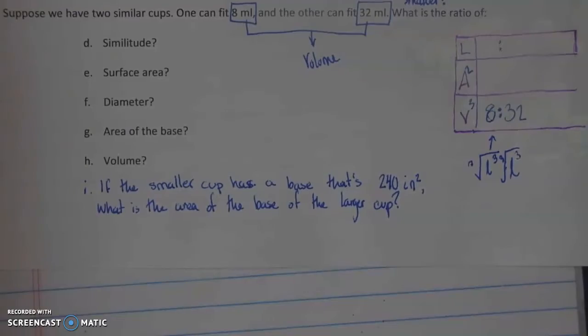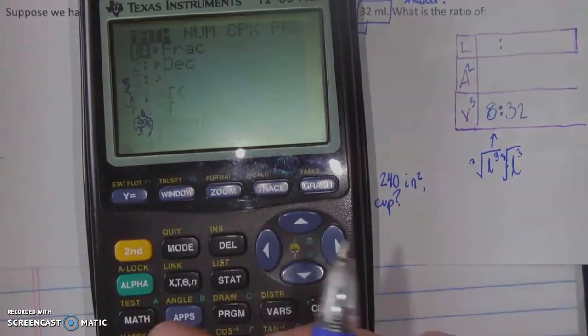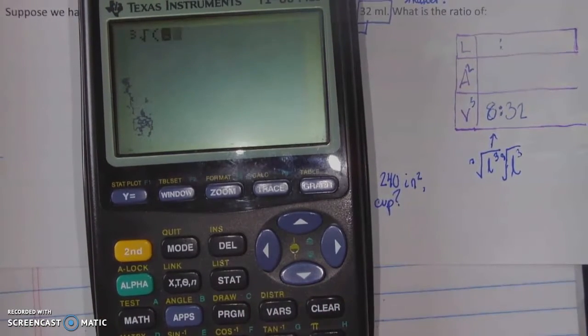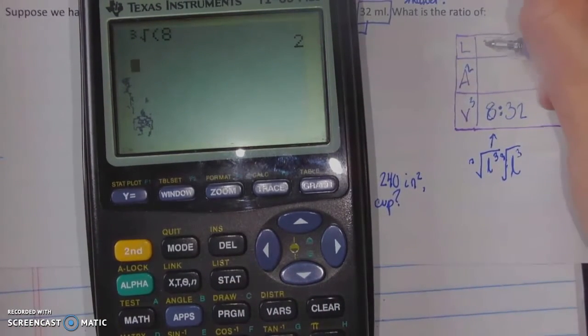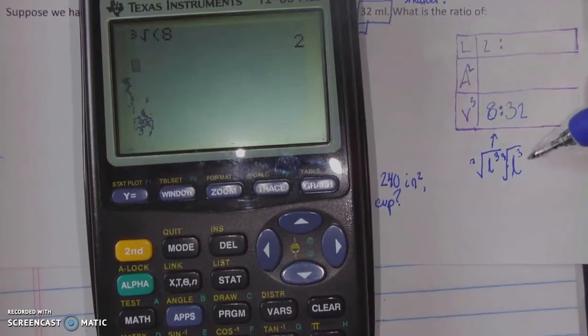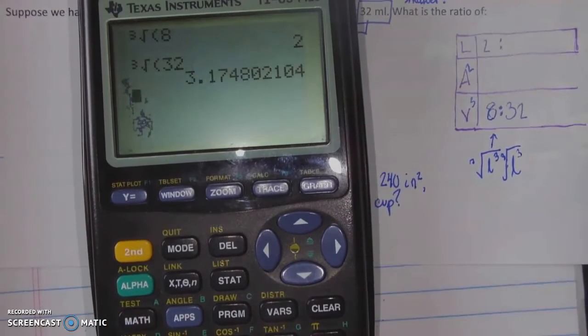Well, the correct answer there is 2, but if you don't know that off the top of your head, it's totally fine to just check out your cubic root by going to Math, going down to here, and selecting 8 to get your 2. And I can take the cubic root of 32 to undo that cube that was done here, and that's going to give me an answer of 3.175. It's okay to round a little bit.